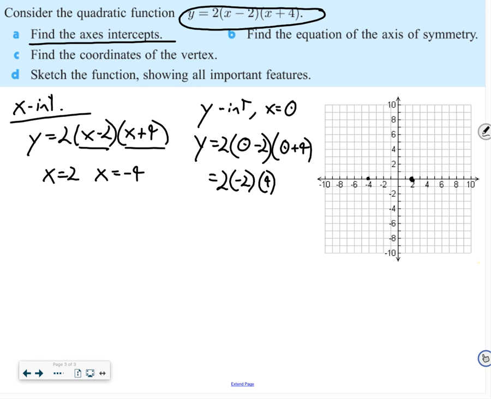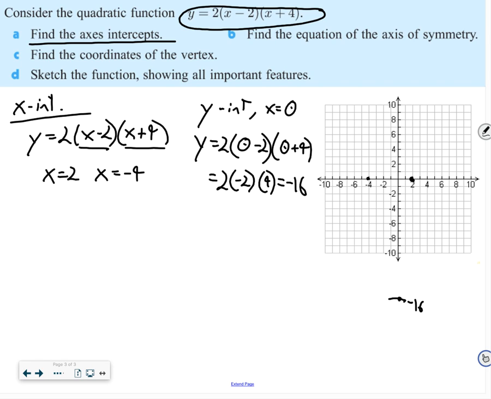So I get negative 2 times negative 2. It's negative 4, and this is going to be negative 16. So I'm actually going to be way off this graph, somewhere down here at negative 16 as my y-intercept. Okay. So next, I'm going to find the equation of the axis of symmetry.